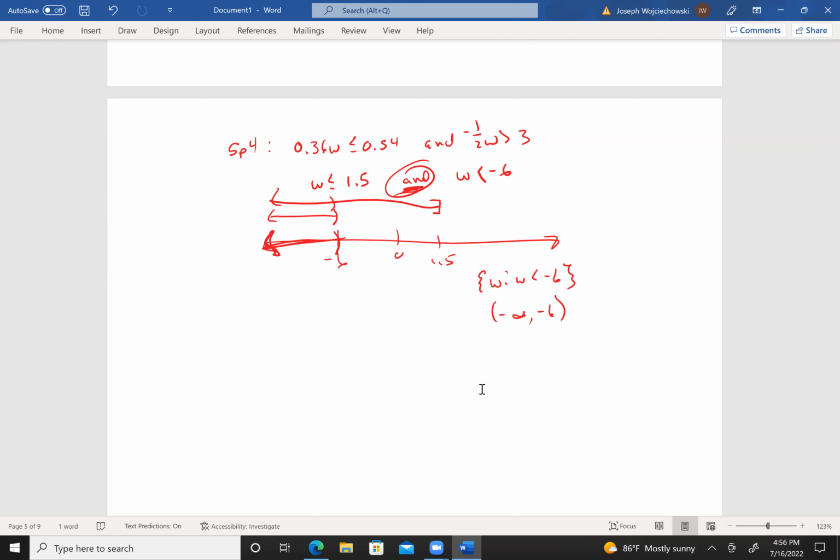Now looking at skill practice 5, you have something a little different: negative 16 less than or equal to negative 3y minus 4 less than or equal to, or less than, 2.